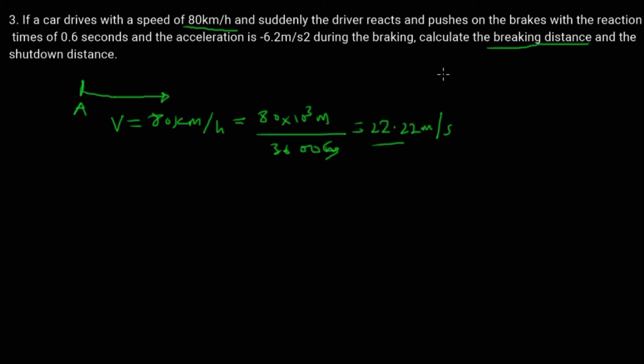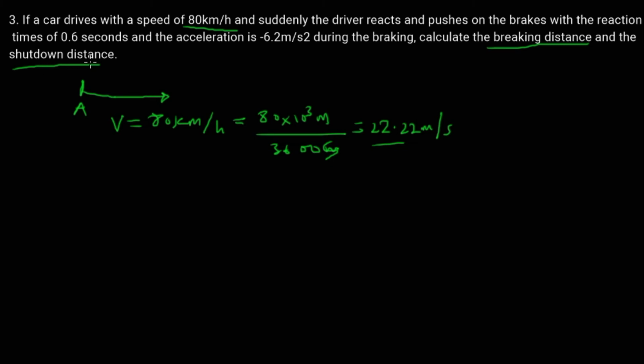the distance that the car will move during the process of application of the brake. That is, while you are applying the brakes, how long will the car travel? That's the braking distance. And then the shutdown distance is the sum of the braking distance and the thinking distance. Notice that the thinking distance is the distance while you are reacting.